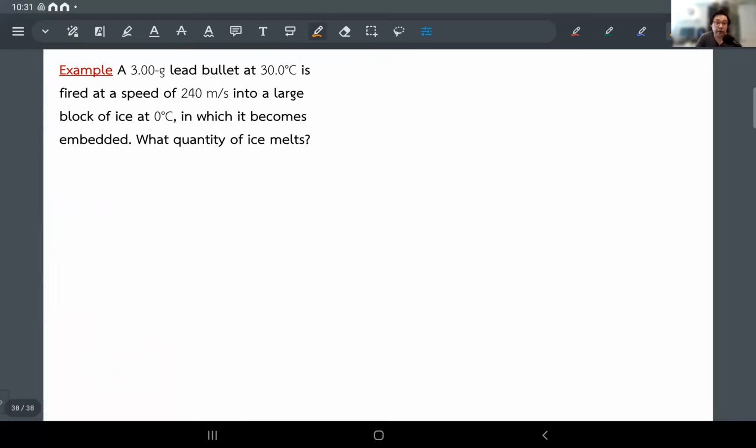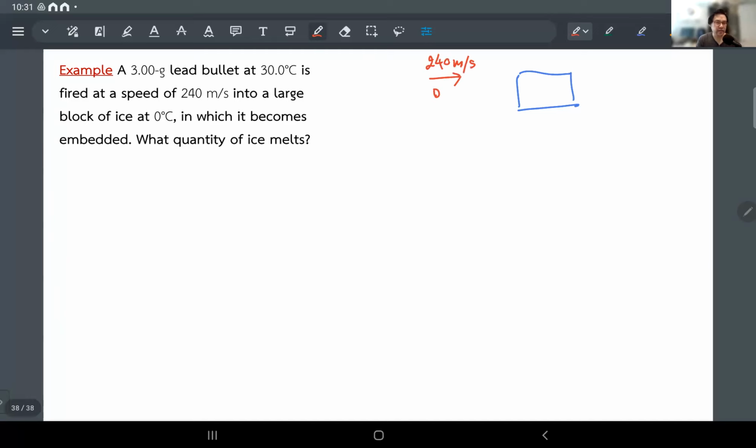Let's read through this problem together first. You have a 3-gram lead bullet at 300 degrees Celsius, fired at a speed of 240 meters per second into a large block of ice. So you have a huge block of ice waiting, let's do blue for that, and there's a lead bullet traveling 240 meters per second.